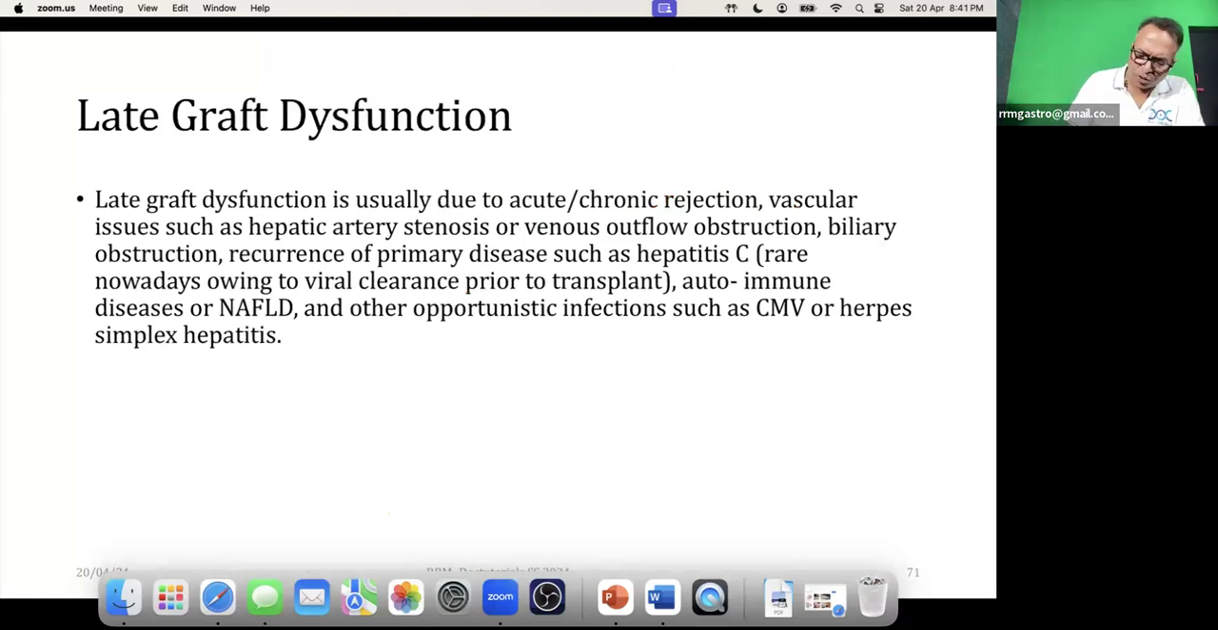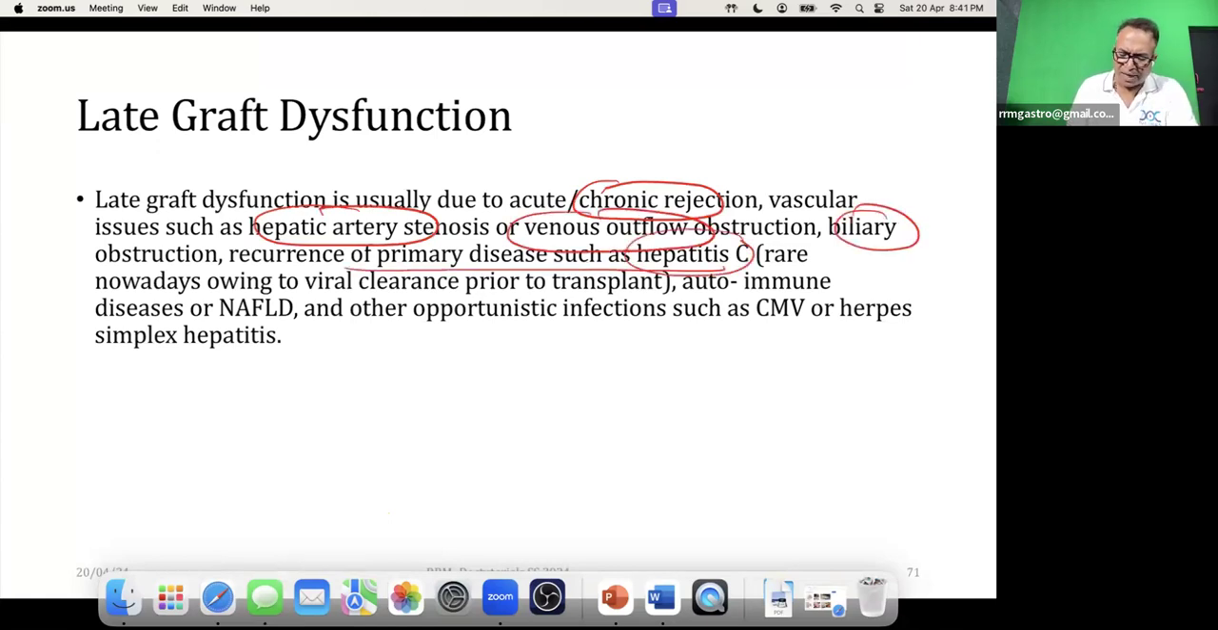Late graft dysfunction is usually due to chronic rejection, hepatic artery stenosis, venous outflow obstruction, biliary obstruction, or recurrence of primary disease like hepatitis C or NASH or any other viral infection. All these can cause late graft dysfunction.